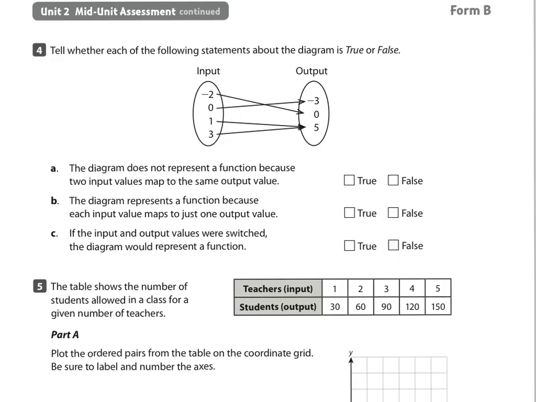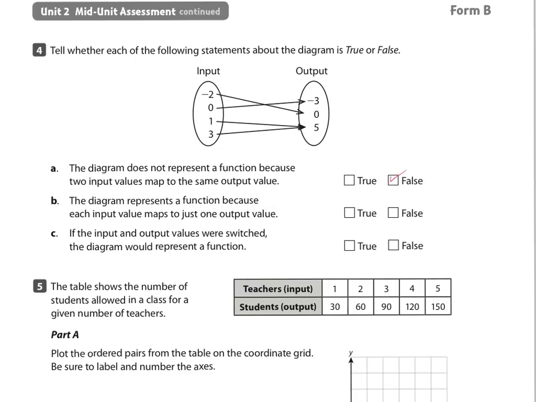It says for number 4, tell whether each of the following statements about the diagram is true or false. It says the diagram does not represent a function because 2 input values map to the same output value. Map just means that one input is going to go to another output. So they're saying that this is not a function because 1 goes to 5 and 3 goes to 5. And using the same example of the vending machine, you can have two different buttons that will give you the same output, like having two buttons that give you water. So this is actually false because we don't care if the inputs go to the same output.